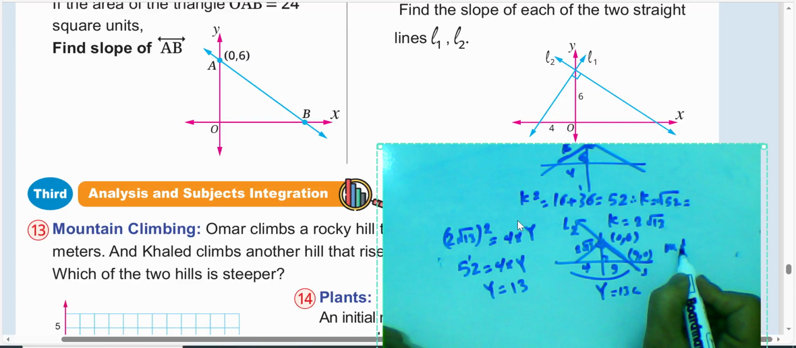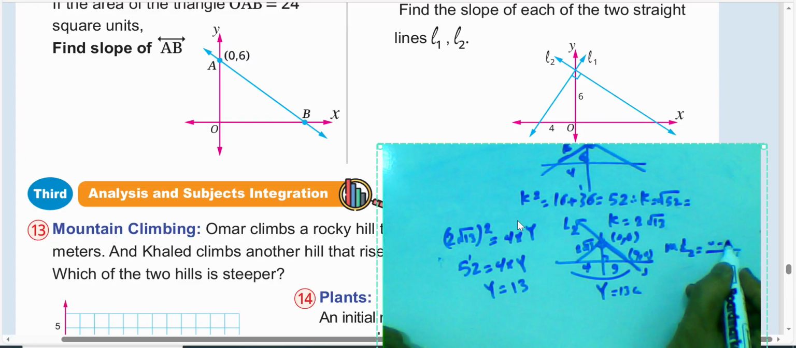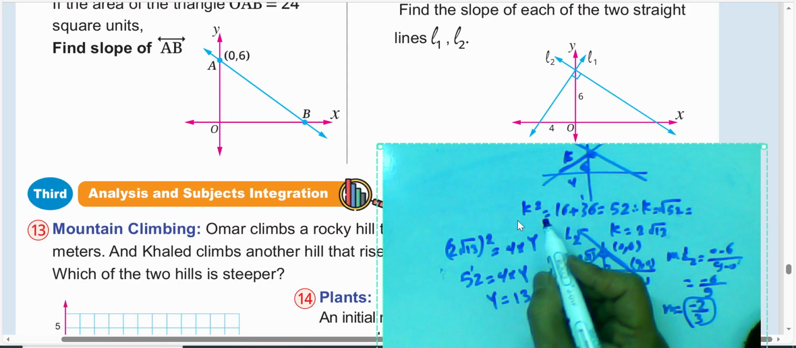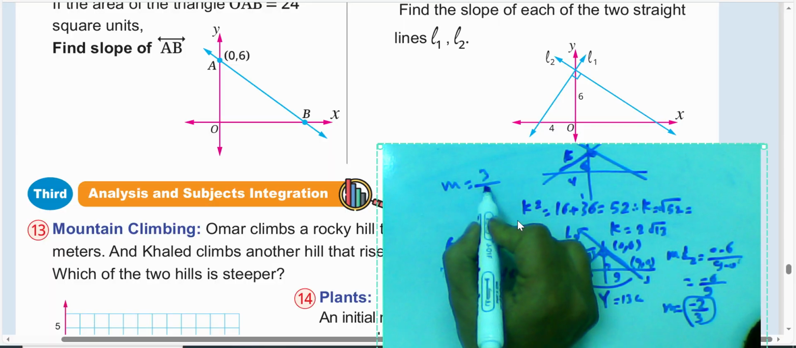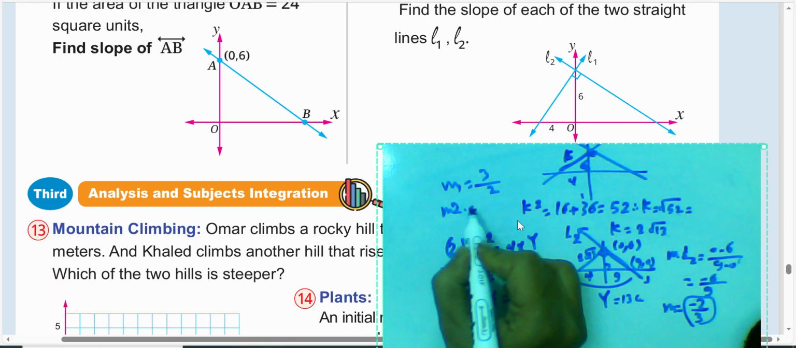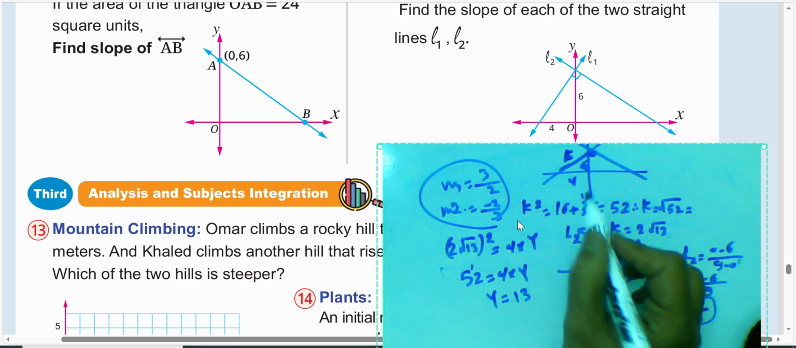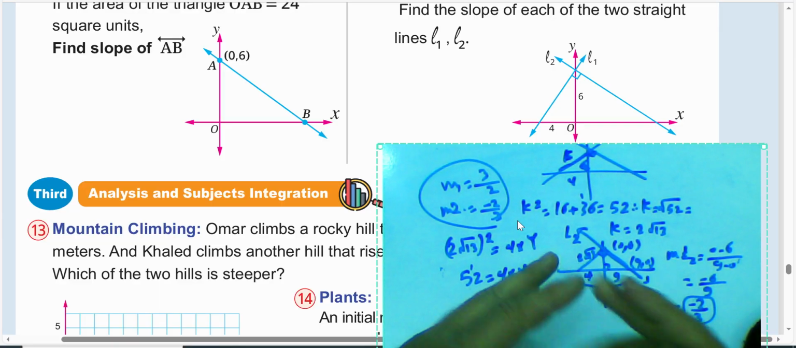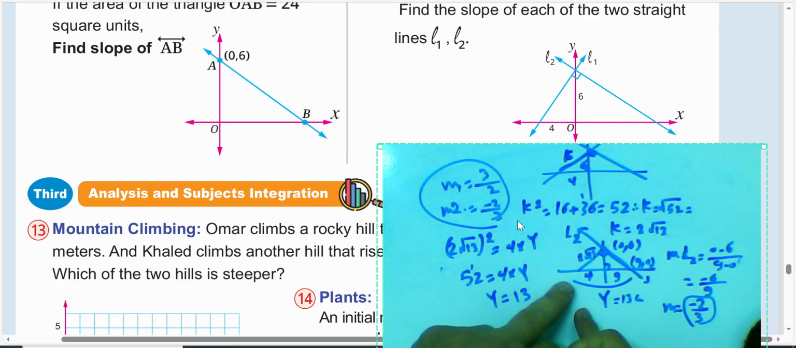You find the slope of L2 equals 0 minus 6 over 9 minus 0. 0 minus 6 is negative 6, and write 9 down. The result will be negative 2 over 3. It is the same result I found in 1 minute. The slope of L1 equals 3 over 2, and the slope 2 equals negative 2 over 3. Do you remember? Because they are perpendicular, the product of the two slopes equals negative 1. You must know this property. Or if you don't know this property, you can find the result from Euclid's theorem like this. Then the slope of straight line L2 equals negative 2 over 3.